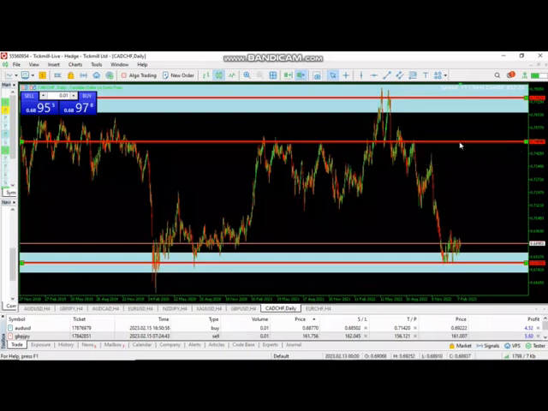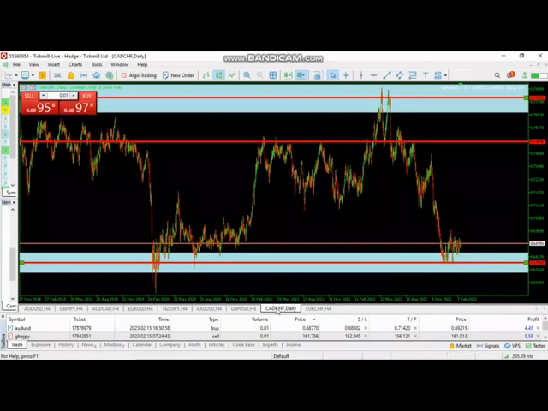I'm going to leave the red line there because this is a supply and demand zone, but more a resistance line than a supply and demand zone. Okay, it is at the bottom here. So now I'm going to try and look for some buying opportunities or selling opportunities.